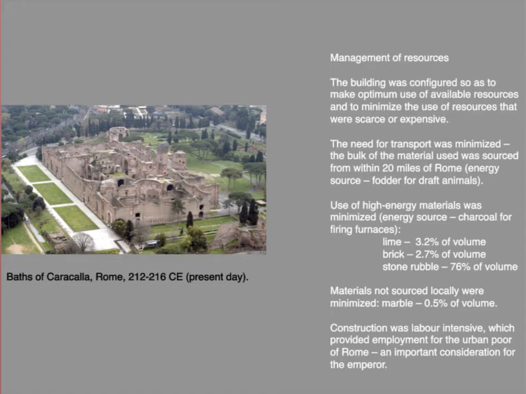76% of the bulk of the building consisted of stone rubble that consumed no heat energy, and it was sourced locally. One serious extravagance, so far as materials were concerned, was the use of marble for ornamentation. But by confining this to a thin veneer applied to the surfaces of the structural armature, the requirement for this was minimised, and marble accounted for only 0.5% of the bulk of the building.